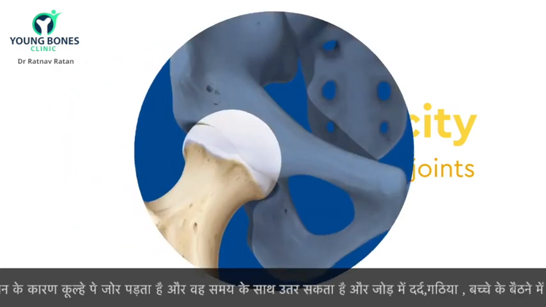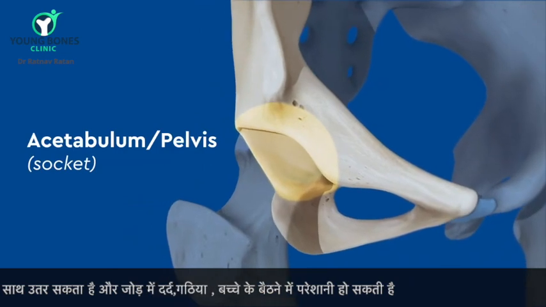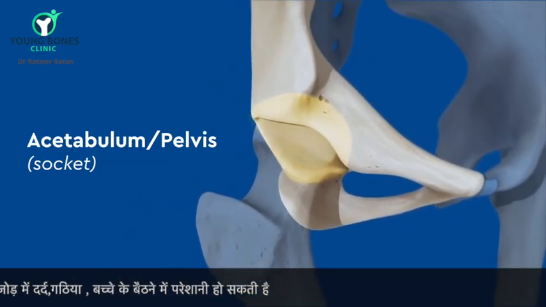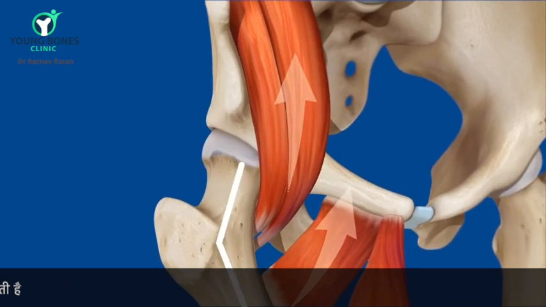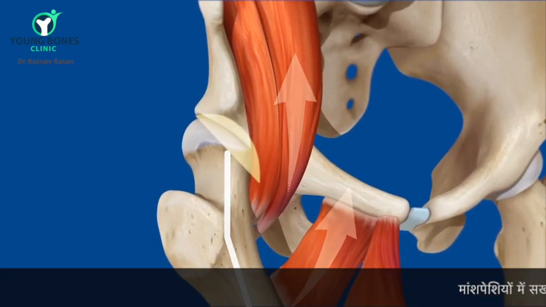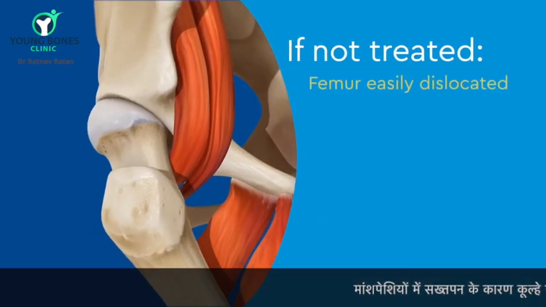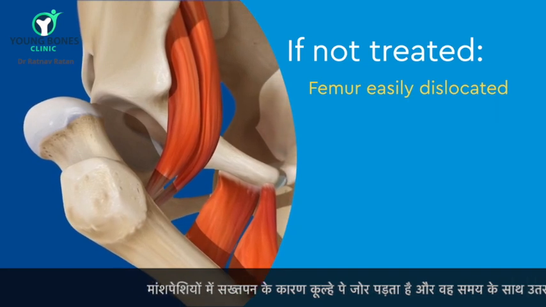The hip is made up of your femur, or ball, which fits inside the acetabulum of your pelvis, or socket. Spasticity in the muscles around the hip straightens out the neck of the femur and causes the socket to become shallow. If not treated, the femur can become easily dislocated, especially as the ball deforms over time.